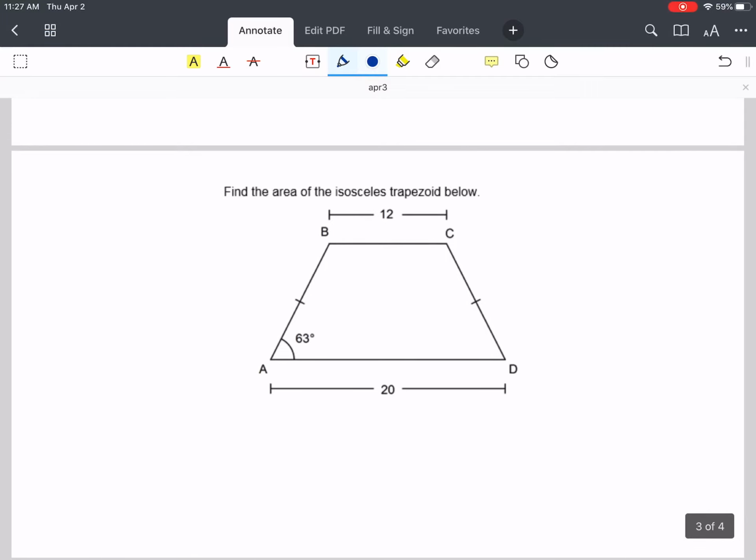Find the area. So we have another trapezoid. This time it's not a right trapezoid, it's an isosceles trapezoid. And we're asked to find the area. So remember, the area of a trapezoid is the length of the shorter base plus the length of the bigger base. So remember, this is like, B.